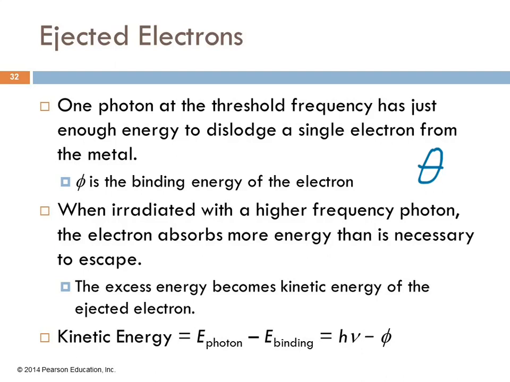I think it's phi, because I think chi is the x. Anyway, that guy is the binding energy of the electron. What we see when we irradiate that metal with higher frequency photons is that the electrons absorb more energy than necessary to escape. And the excess energy is just the kinetic energy of the ejected electrons.